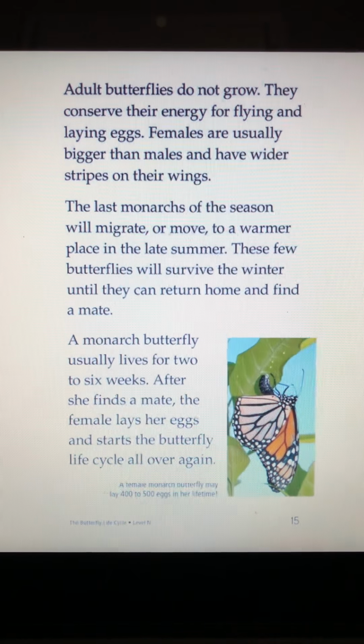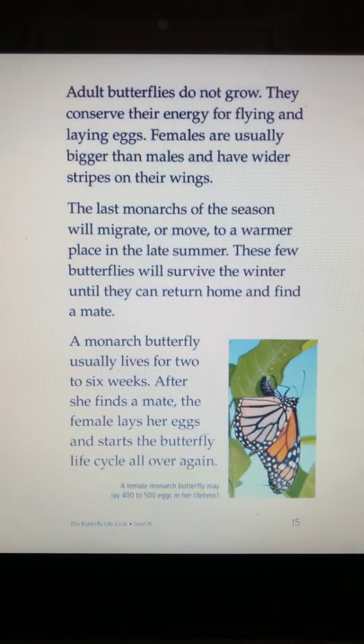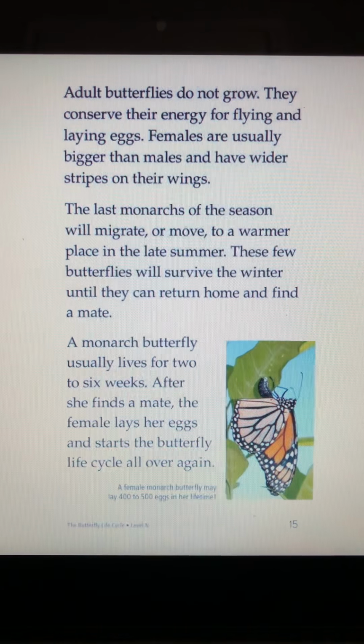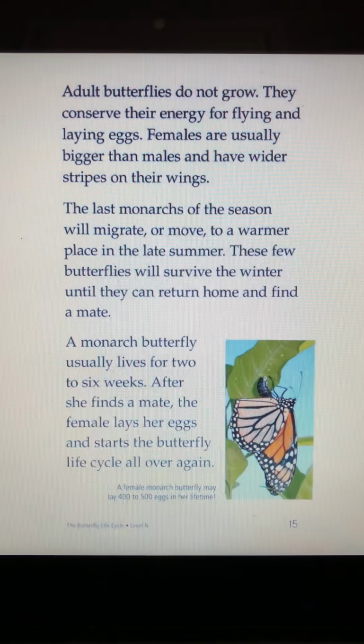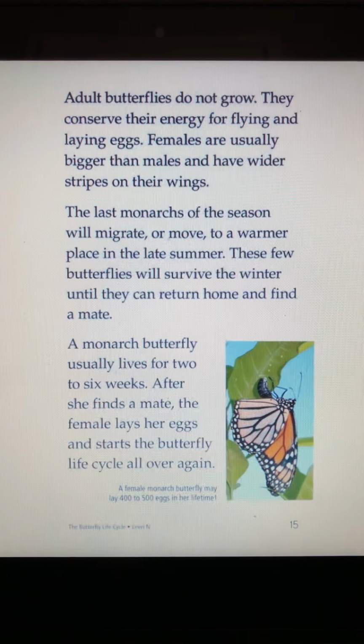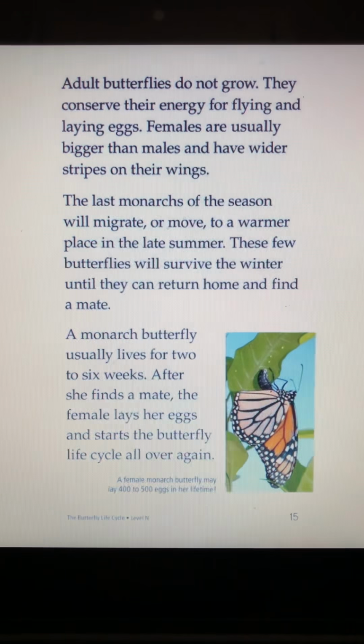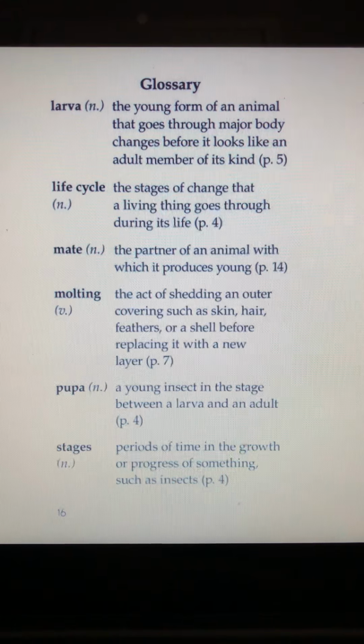A monarch butterfly usually lives for 2 to 6 weeks. After she finds a mate, the female lays her eggs and starts the butterfly life cycle all over again. So in our picture it says, a female monarch butterfly may lay 400 to 500 eggs in her lifetime. And this is our glossary.